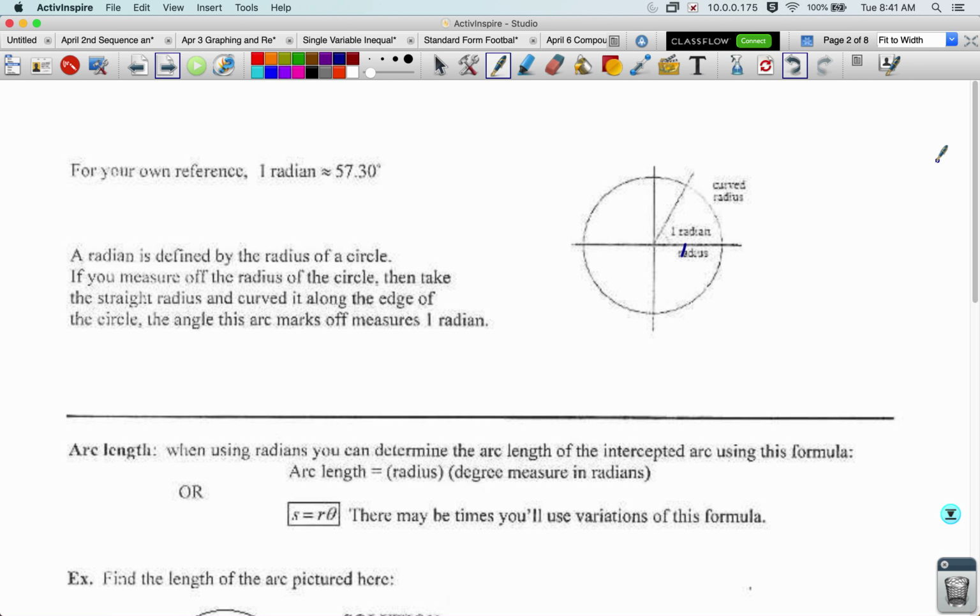All right. A radian is defined by the radius of the circle. I think this is what I was just saying. If you measure off the radius of the circle, then take the straight radius and curve it around the edge of the circle.